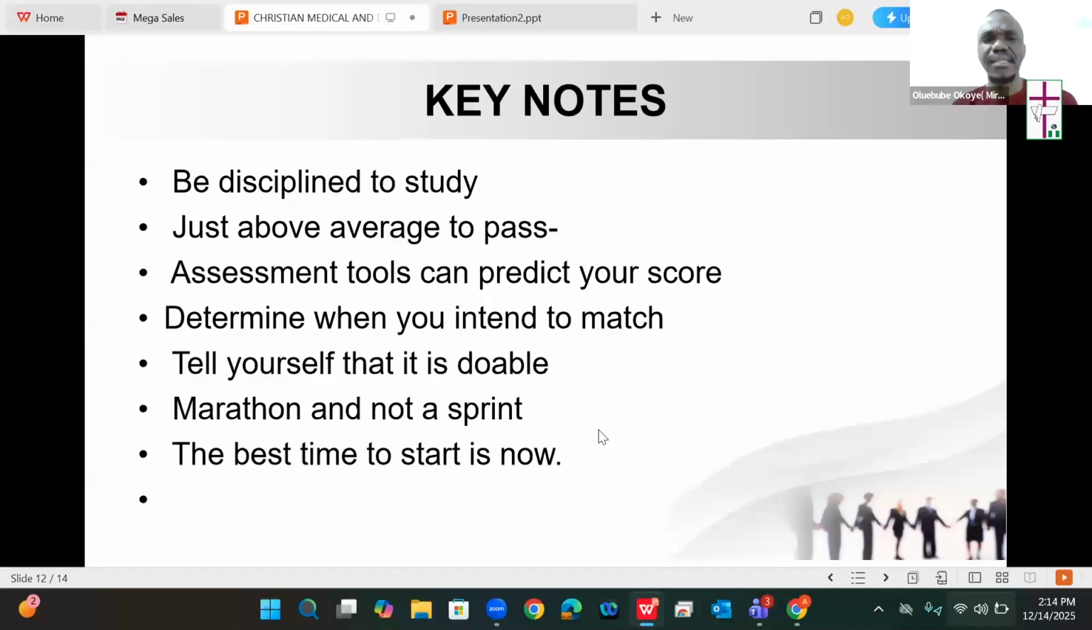Then the next thing is that the assessment tools can actually predict your score. When you do some of these assessment tools, the good thing is that they can predict the score you are likely to get. That's why I tell people to try as much as possible to be doing those assessment tools. And when I did my Step 2, I knew the range of what I was going to score before I wrote it, because my assessments were around those particular scores. After I wrote my Step 2, the results came out, and I actually had the range of the average of my last three assessments. So that's why assessments are very important.